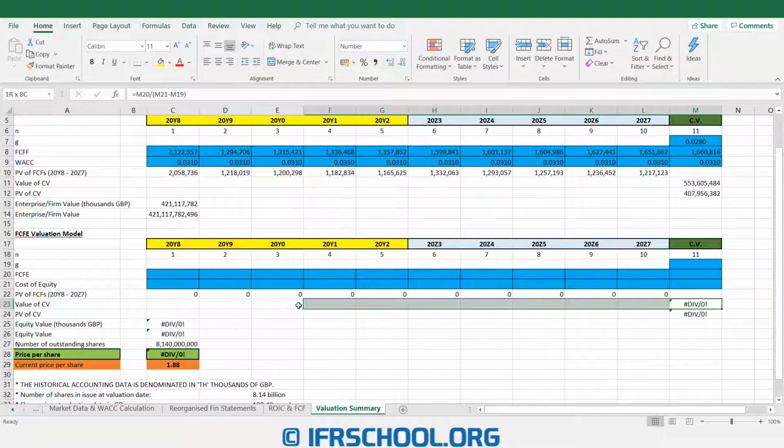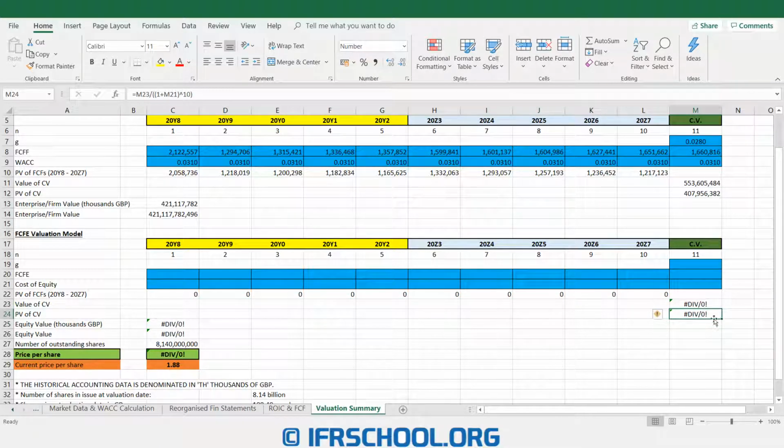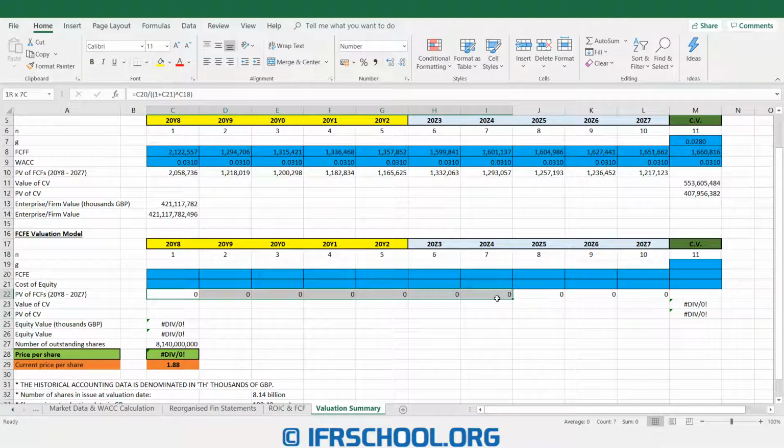We then discount back the continuing value to the valuation date at the beginning of the forecast period. And finally, we add up the discounted cash flows to arrive at an estimate of the value of the company's equity. Since the data is denominated in thousands of pounds, this estimate will be in thousands of pounds. If we multiply the estimate by 1,000, we get an estimate of the value of equity in pounds. If we divide that estimate by the number of shares the firm has outstanding at the valuation date, that will give us an estimate of the price per share per our valuation model. We can then compare this with the current market price of the firm.